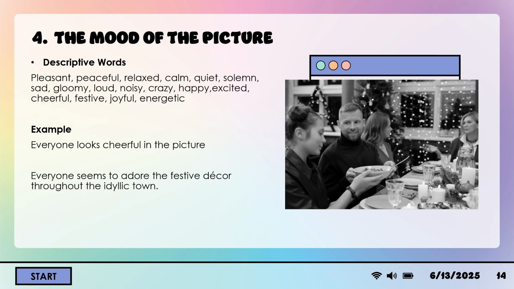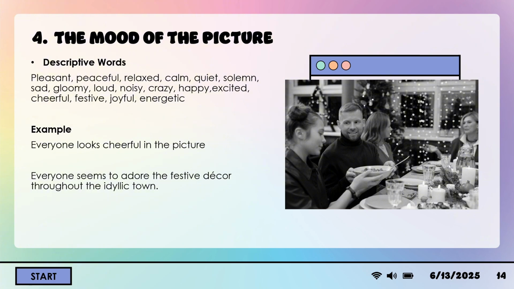Okay. So you can use descriptive words to describe the situation. For example, is it pleasant? Is it peaceful, relaxed, calm, quiet, solemn, sad, gloomy, loud, crazy, noisy, happy, excited, cheerful, festive, joyful, energetic, and etcetera. Okay. Use these words to describe the mood that you see from the picture.